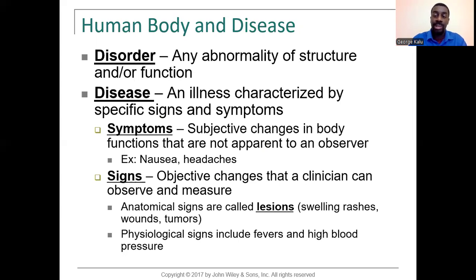Okay, so we have disorders and we have diseases. Disorders are any abnormality of the structure and/or function. So anything that has an abnormality, something that's not working the way it's supposed to or not built the way it's supposed to, is referred to as a disorder. Now, an illness that has specific signs and specific symptoms is what we refer to as a disease. So what's the difference between a sign and a symptom?